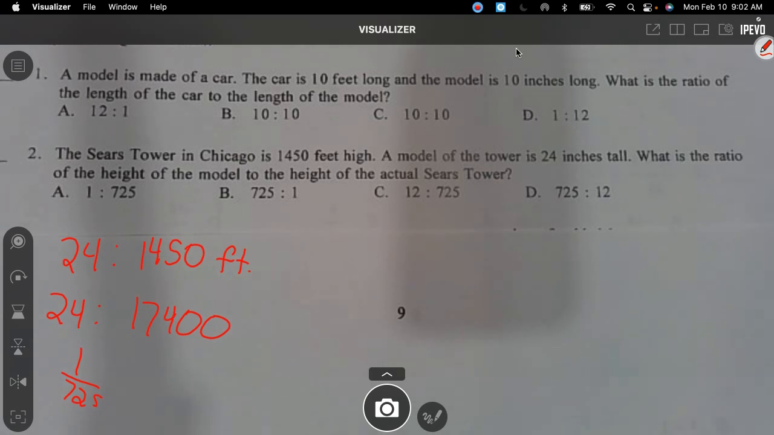It was A. Some people got B. The reason was because when you read through it, you just assumed to write this one first. You've got to read what it's asking. Are we good with those? Just reduce. All right, you change them both to inches and then reduce your fraction. Okay, let's keep going.